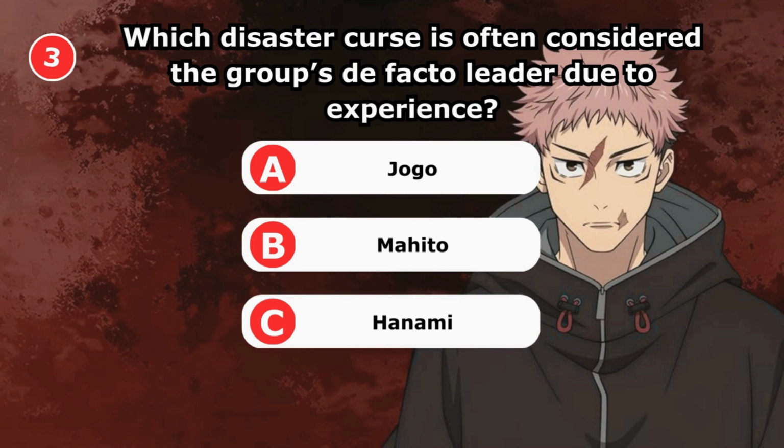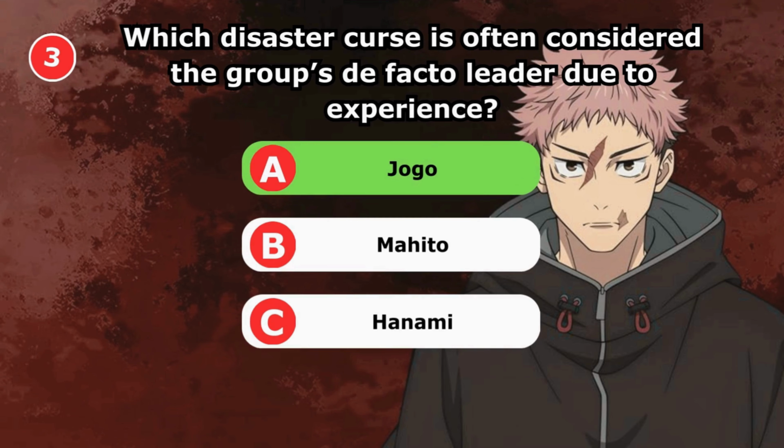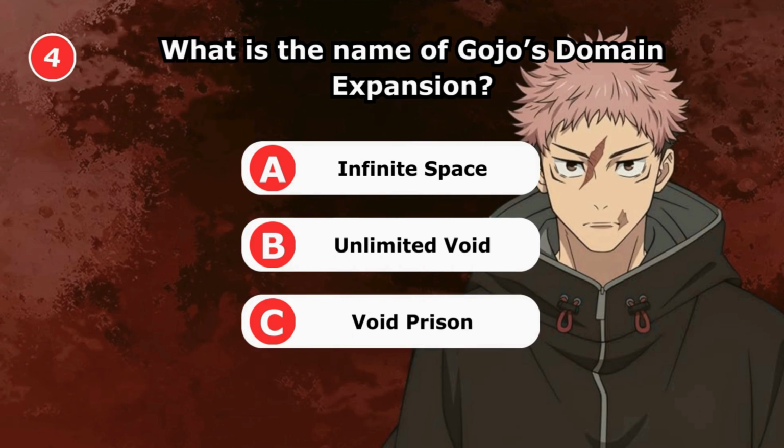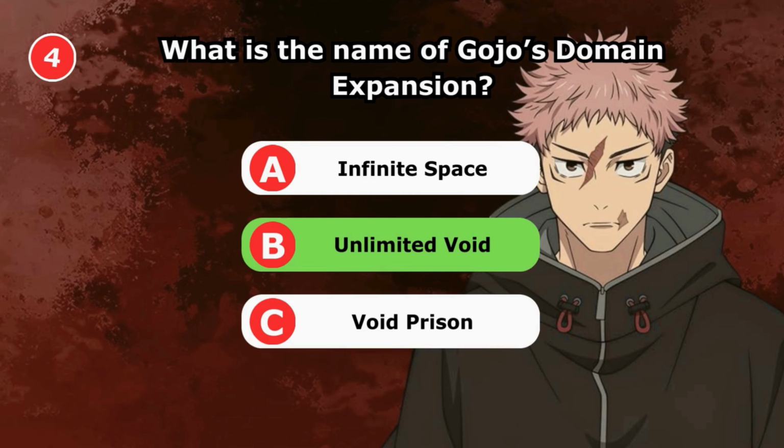Which disaster curse is often considered the group's de facto leader due to experience? Jago, the fiery curse often acting as the group's experienced leader. What is the name of Gojo's domain expansion? Unlimited Void, the overwhelming domain that floods enemies with infinite information.